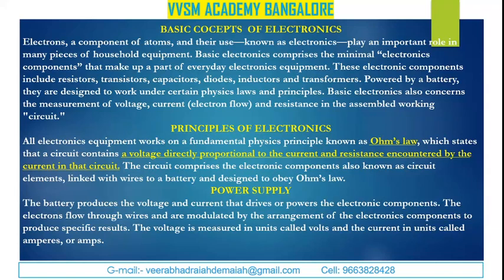Power supply. The battery produces the voltage and current that drives the power of electronic components. The electrons flow through wires and are modulated by the arrangement of electronic components to produce specific results. The voltage is measured in units called volts, and the current in units called amperes or amps.